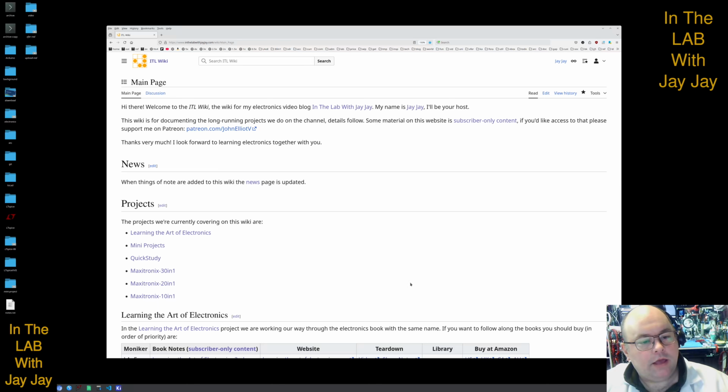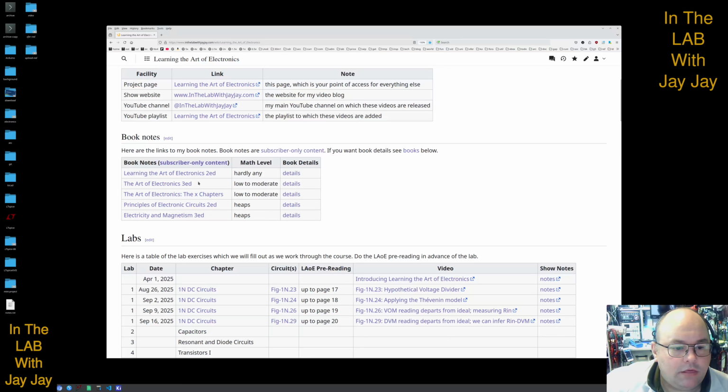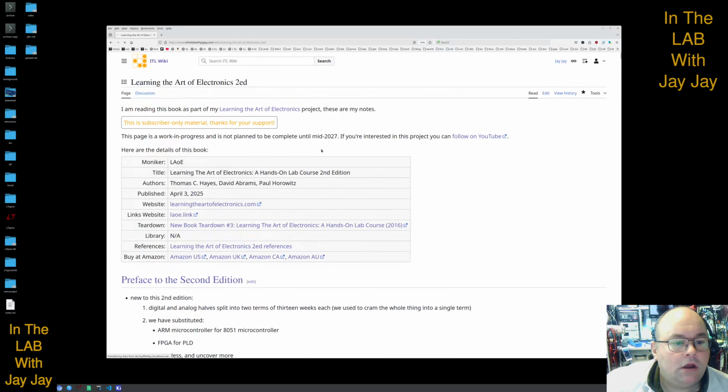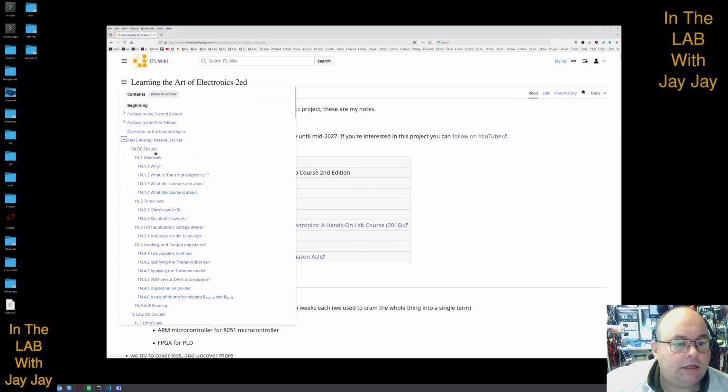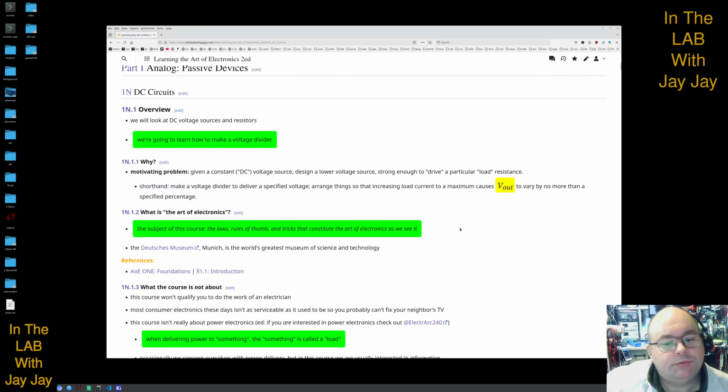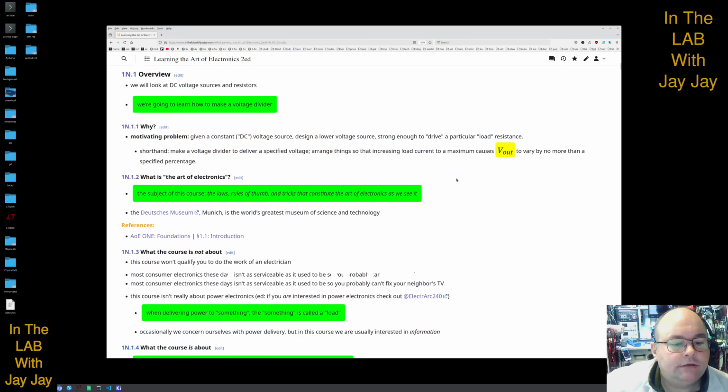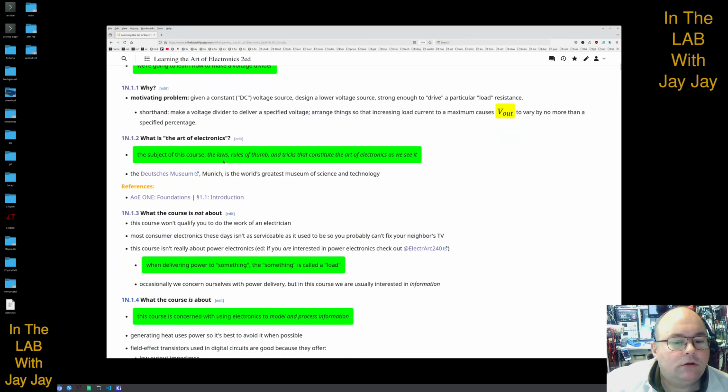Here on the computer. Now this is the ITL wiki, which is where we keep our notes, and today we're working on learning the art of electronics, and we're working through the second edition. Taking its time to load. There it is. All right, so let's jump ahead to chapter 1, DC circuits. Of course, we've seen this before, so we'll just skim through it. We're learning about voltage dividers. The course is about the laws, rules of thumb, and tricks that constitute the art of electronics.